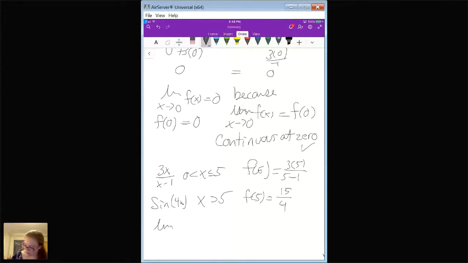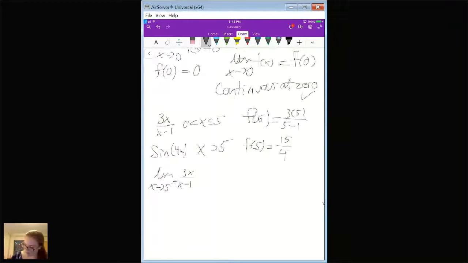So the limit as x approaches 5 from the left is going to be from 3x over x minus 1. Okay, and the limit as x approaches 5 from the right is going to be coming from sine of 4x. Okay, so if we plug in our limit here, we're going to get 3 times 5 over 5 minus 1 again, which again becomes 15 over 4. If we plug in here, we get sine of 4 times 5. Sine of 4 times 5 is sine of 20. Okay.